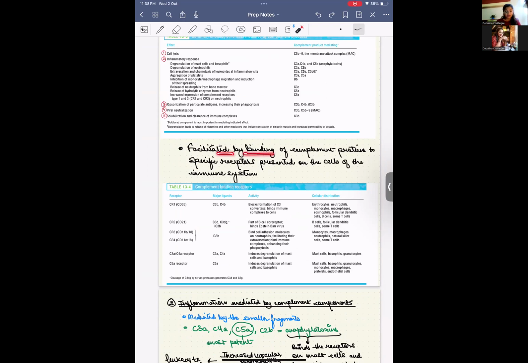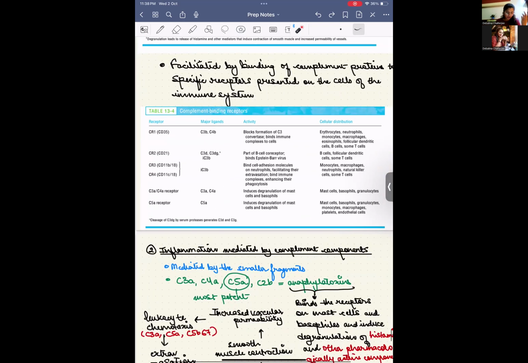So we do have the biological effector response because of the complement proteins. It is facilitated by binding of the complement proteins to specific receptors presented on the cells of the immune system. And again, there is a list of it. If you look here, there are receptors CR1, CR2, CR3, CR4, C5aR and different sorts of receptors, right? The name of each basically denotes which complement protein fragment it can bind to, the major ligands for it, the activity that is triggered by binding, and on which particular cells the receptors are present.